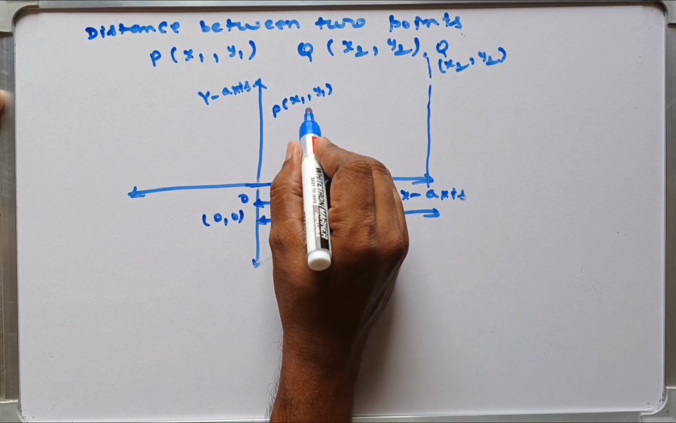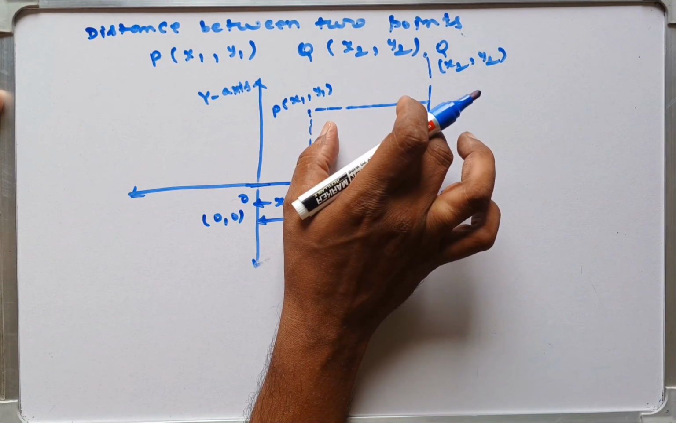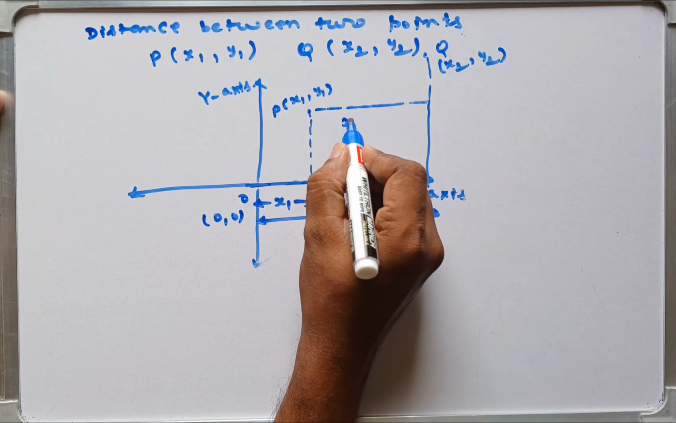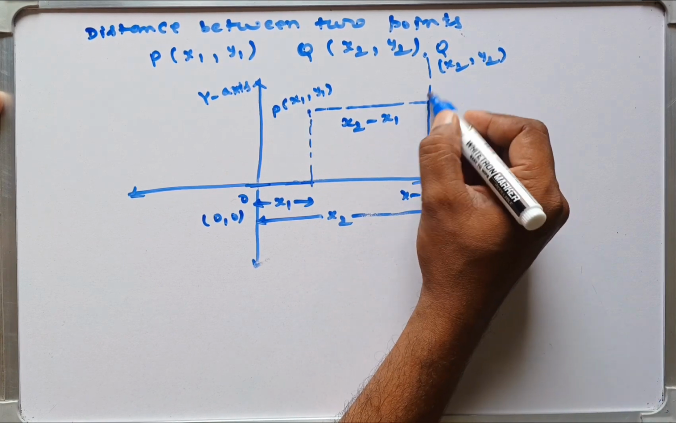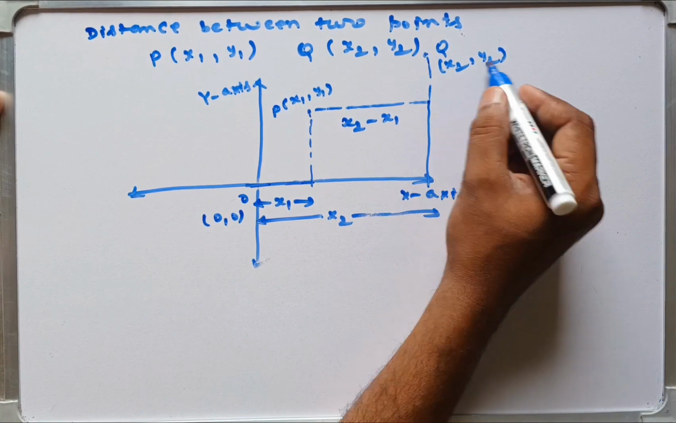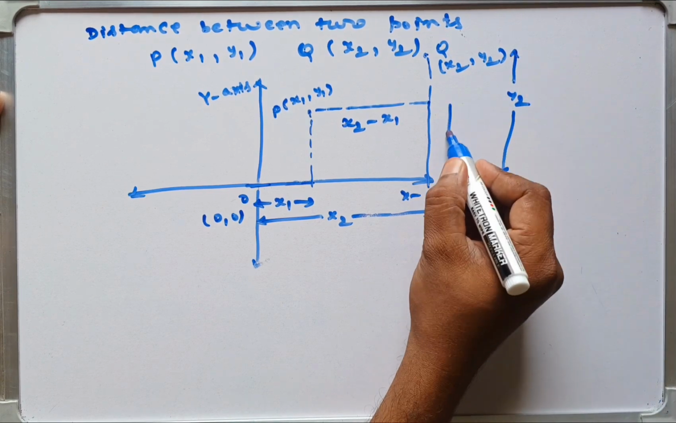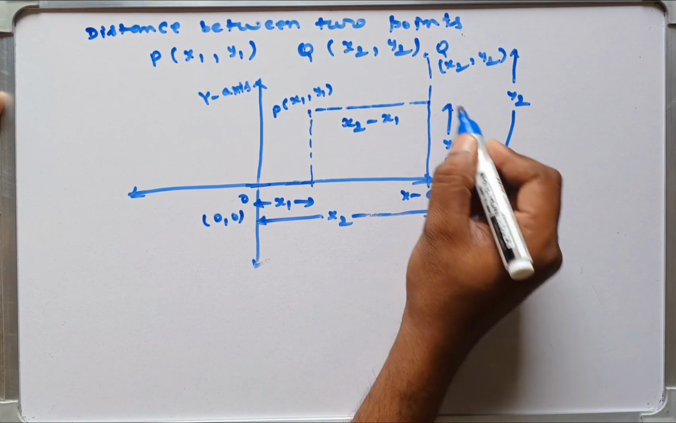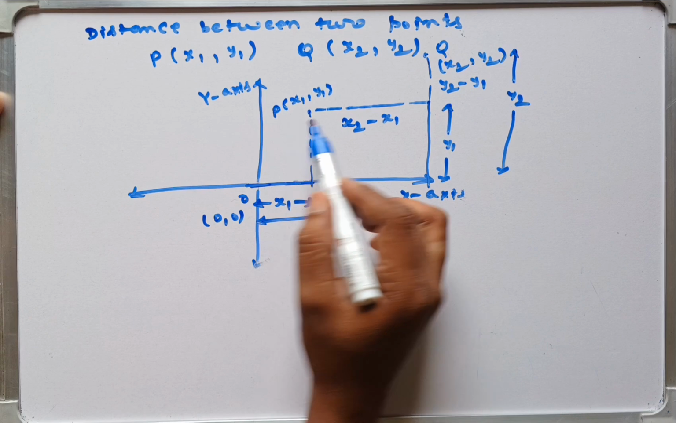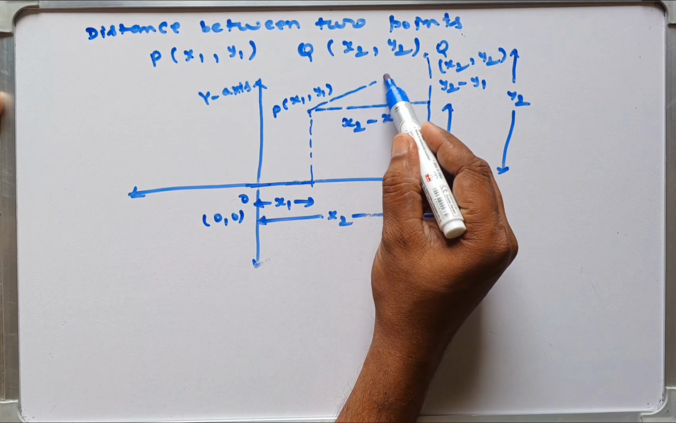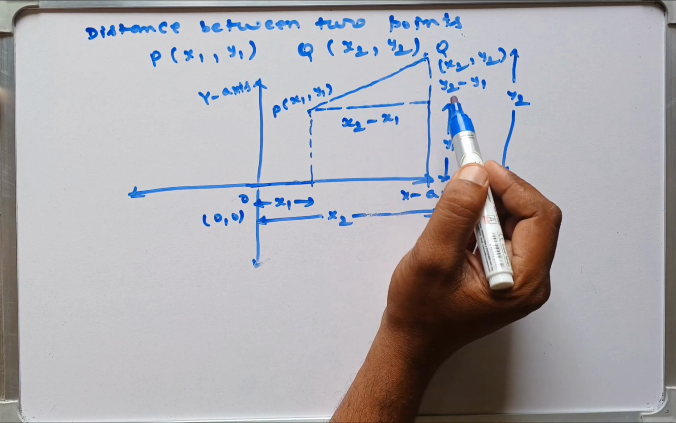Okay, so you can say here the horizontal distance between these two points is equal to x2 minus x1, and the vertical distance here is y2 minus y1. So the distance between these two points means you have to find the hypotenuse of this triangle.